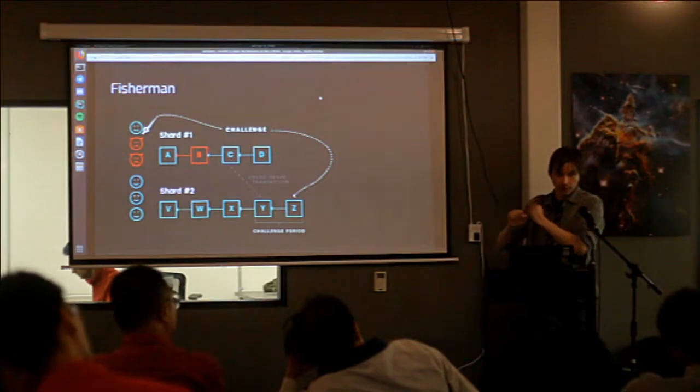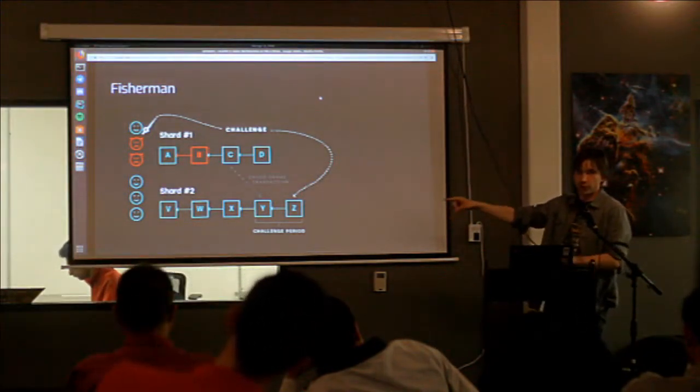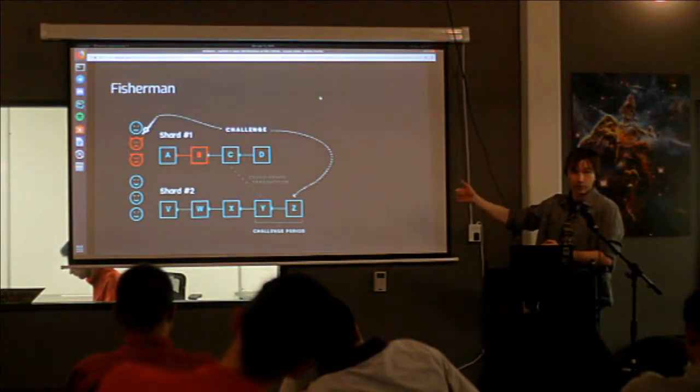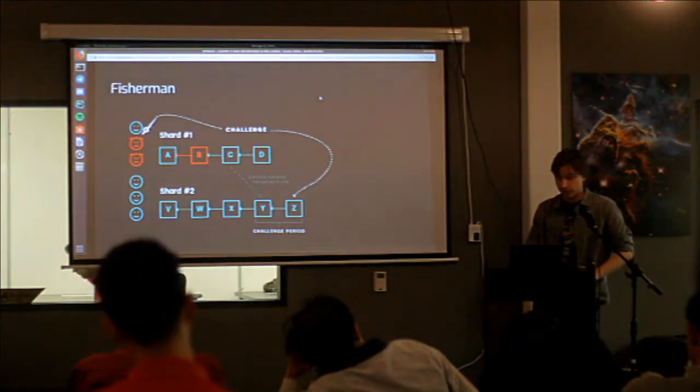Right? And so effectively now, shard 2, as they receive the cross-shard transaction, will have some challenge period during which they will wait for someone to actually speak up and say, you know, actually there was an invalid block. You should not respect the cross-shard transaction.